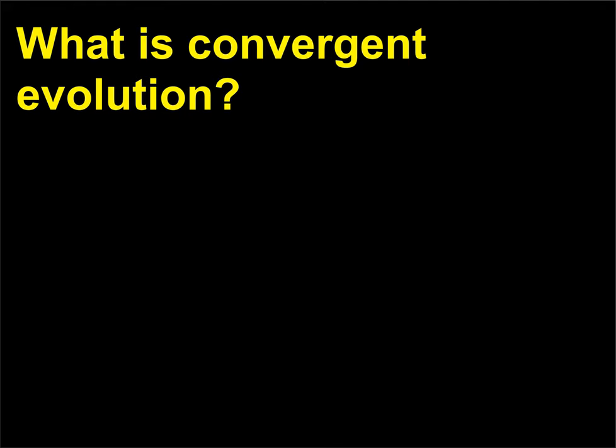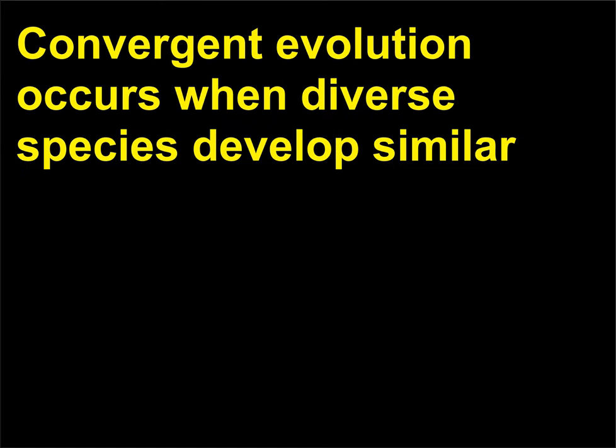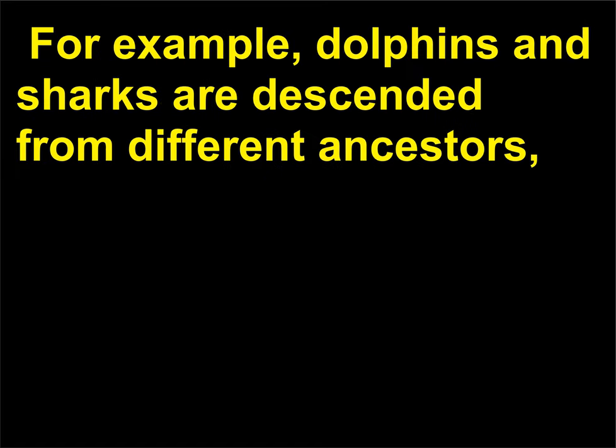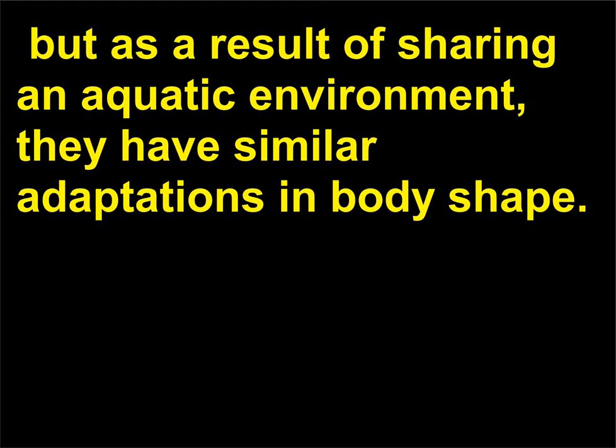What is convergent evolution? Convergent evolution occurs when diverse species develop similar adaptations in response to the same environmental pressure. For example, dolphins and sharks are descended from different ancestors. But as a result of sharing an aquatic environment, they have similar adaptations in body shape.